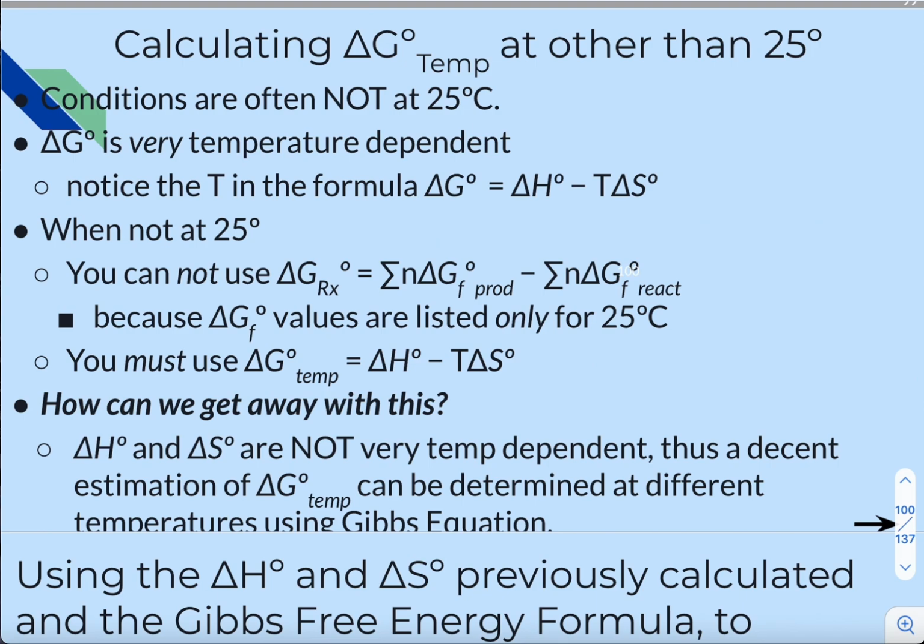So you want to make sure that if you're not at 25 degrees Celsius, then you're not using this and looking up the values on the table. You have to use the formula. Here's just a little explanation of why we can actually do that. Delta H and delta S are not very temperature dependent, so we can just use the equation and change T.